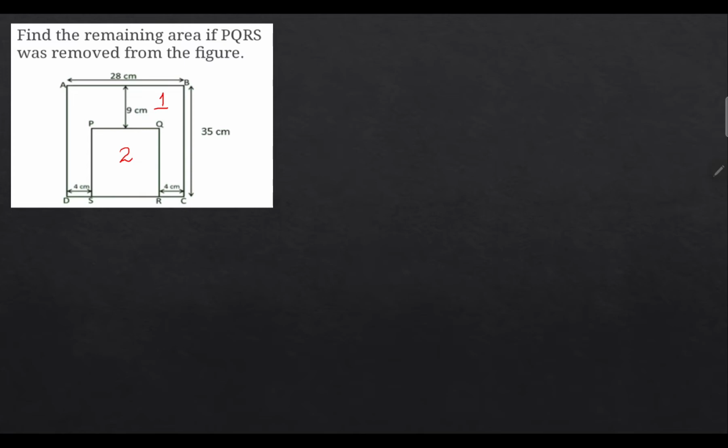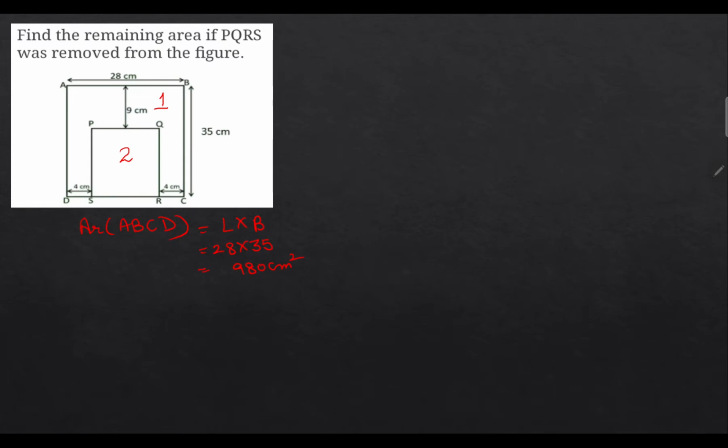So we'll start from figure ABCD. The first figure is figure ABCD. It is in the shape of rectangle. So area of rectangle is length into breadth. So we'll find out first of all area of ABCD. You know ABCD is a rectangle, so the area is L into B, length into breadth. So what we are going to do here is 28 into 35. So we'll get the area 980 centimeters square by multiplying 28 with 35.